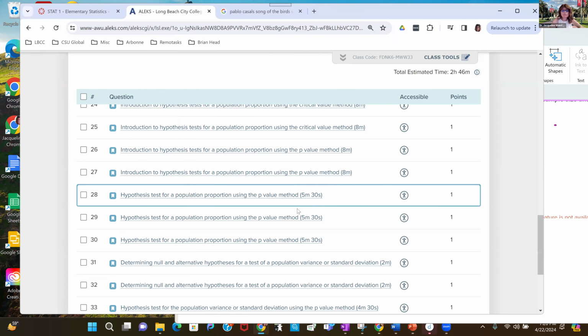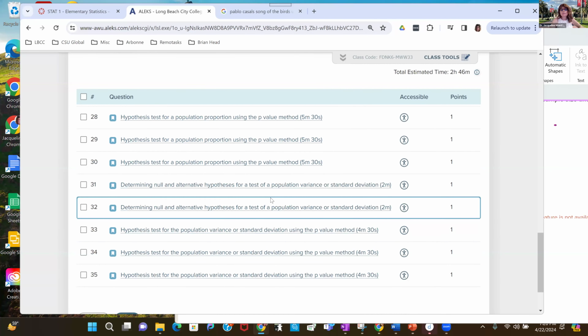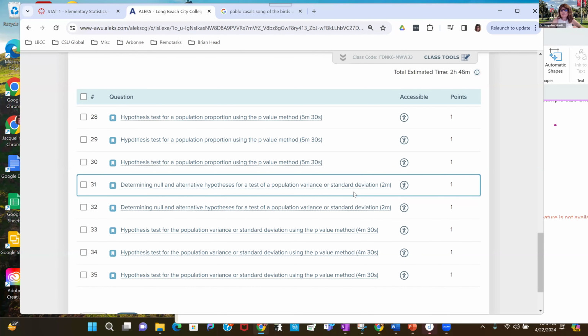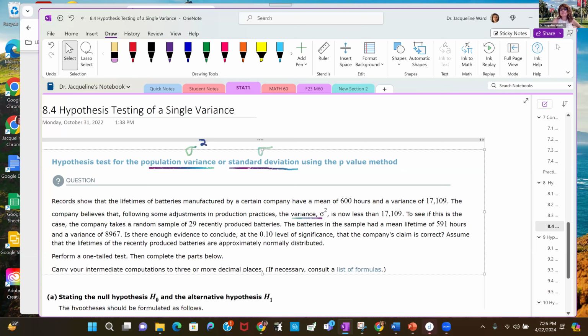All right, so let's stop here. And next time, we're going to look at the last section in chapter 8, hypothesis testing of a single variance or standard deviation.